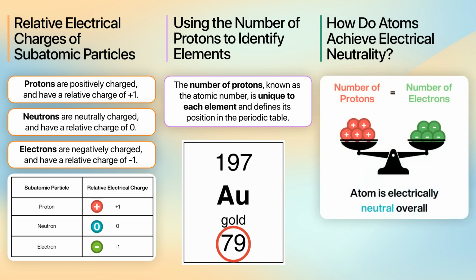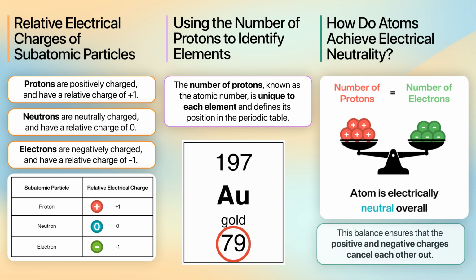Despite having positively charged protons and negatively charged electrons, atoms are electrically neutral because the number of protons equals the number of electrons. This balance ensures that the positive and negative charges cancel each other out. This foundational knowledge is essential for further exploration of atomic structure and the periodic table in chemistry.